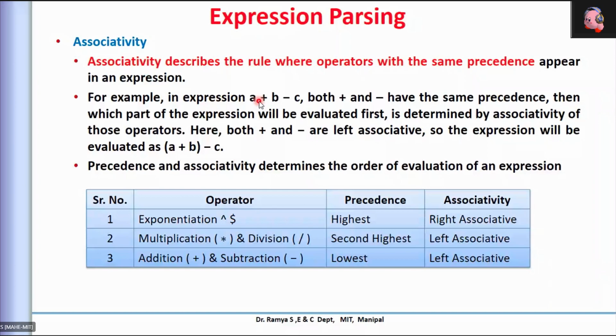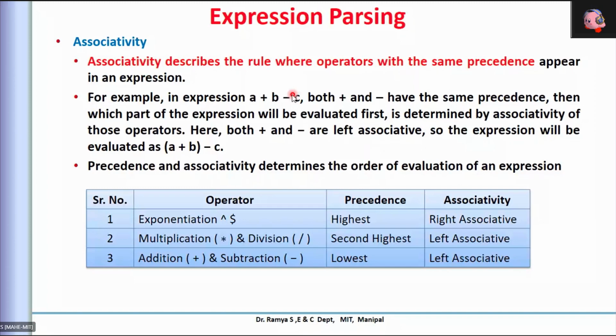Okay, to overcome that, they use associativity. What do you mean by that? It is left associative. That means it starts from the left. If you see, first a plus b will be executed, then it will go with the minus of c. So it is going to go in this order. Is it clear? This is very important to know.